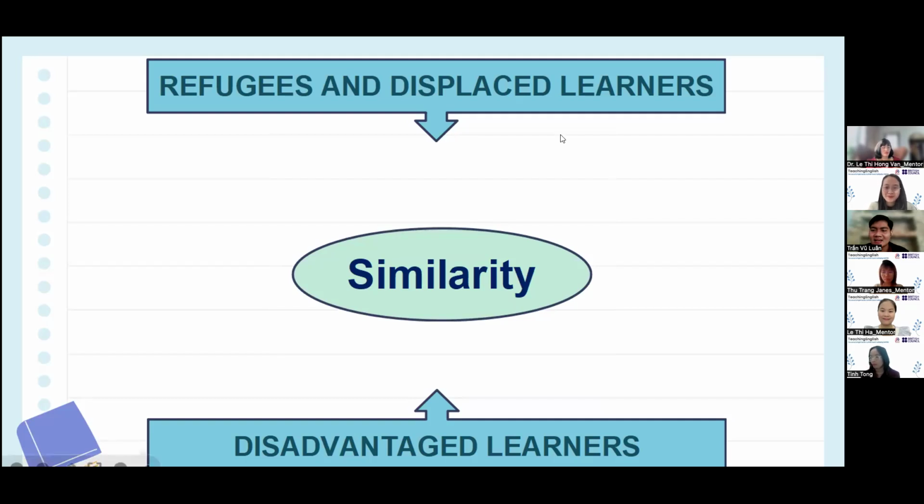How can I apply the knowledge learned from the course teaching English to refugees and displaced learners to teach disadvantaged learners? Can you guess the main similarity between the two groups of learners? Let me see the chat box. Yeah, they have a lot of difficulties. Okay, interesting share. Yeah, they are vulnerable. Oh, thank you. Okay, good. Yes, teacher, they are vulnerable or they have trauma.